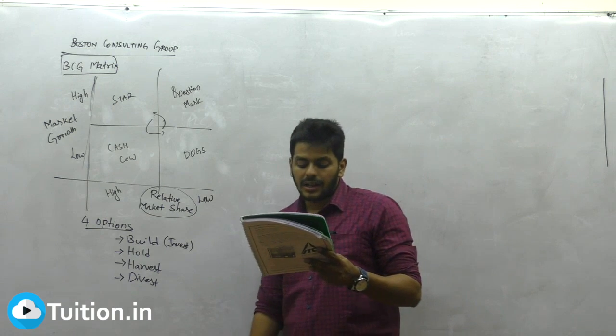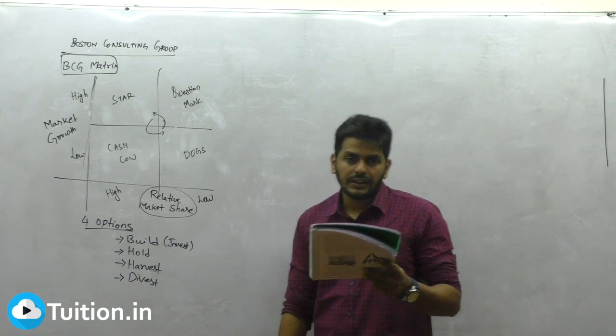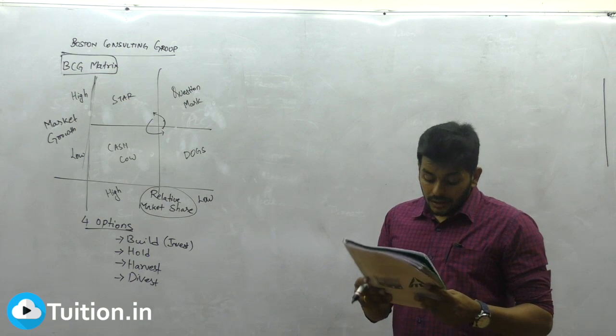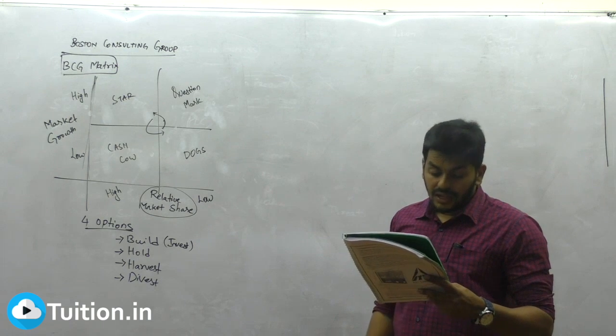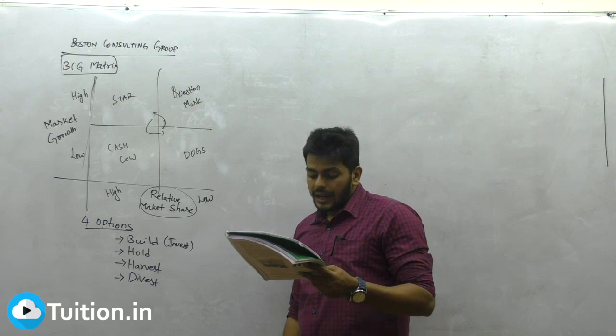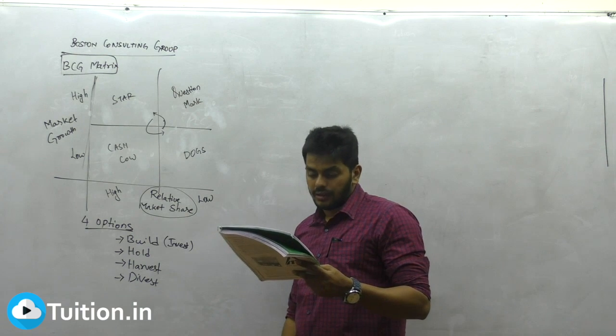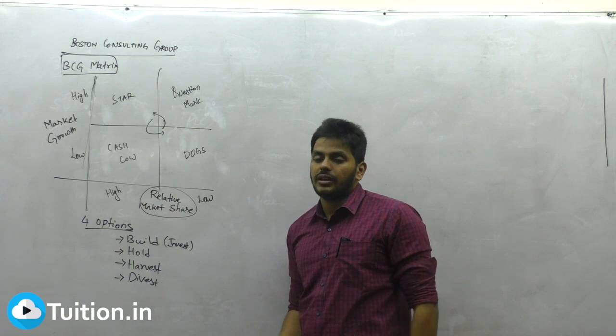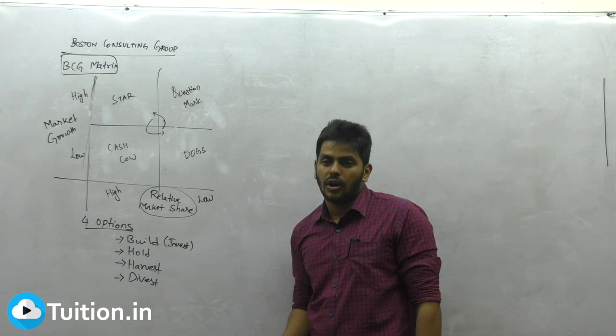Using the matrix, organizations can identify 4 different types of products or SBUs as follows. What are those? Stars are products or SBUs that are growing rapidly. They need heavy investment to maintain their position and finance their rapid growth potential. They represent the best opportunities for expansion. Underline, represent best opportunities for expansion.